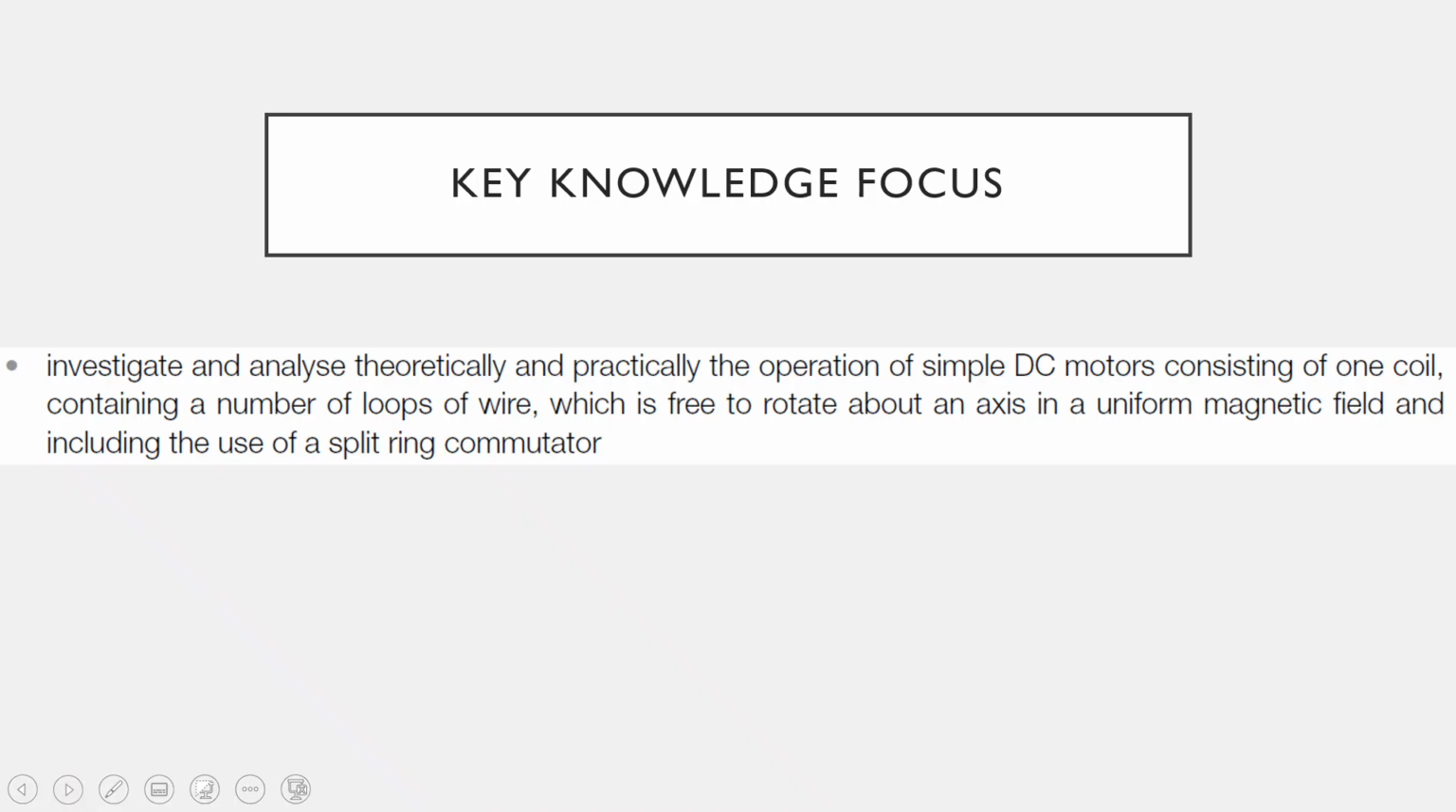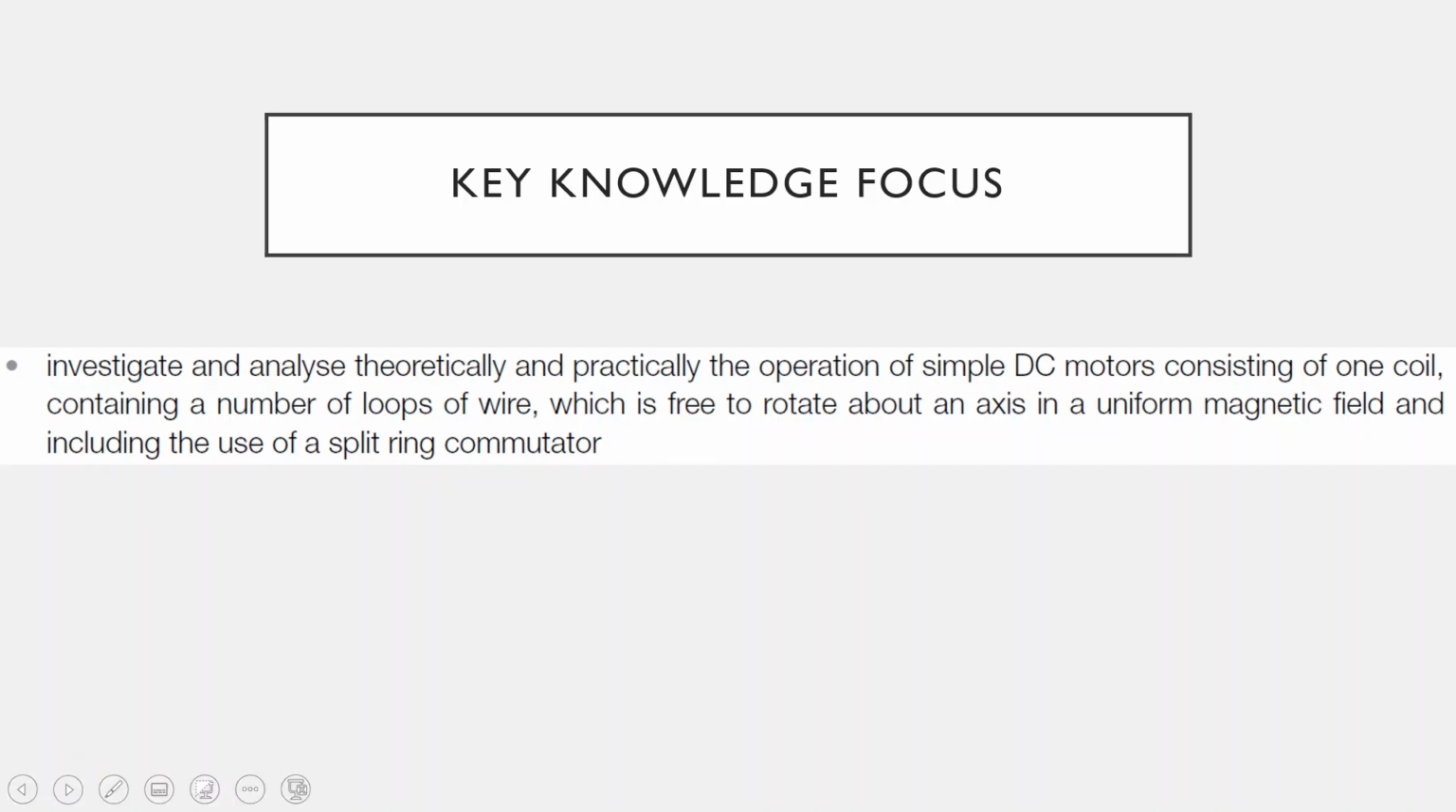So from your study design, we've got this: investigate and analyze theoretically and practically the operation of simple DC motors, direct current motors, consisting of one coil containing a number of loops of wire which is free to rotate about an axis in a uniform magnetic field and including the use of a split ring commutator. So we're looking at how DC motors work. Simple DC motors, very, very simple motors.